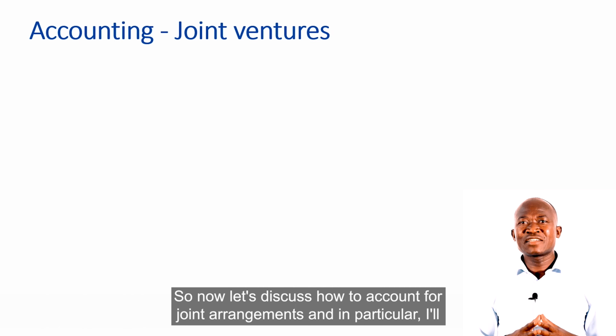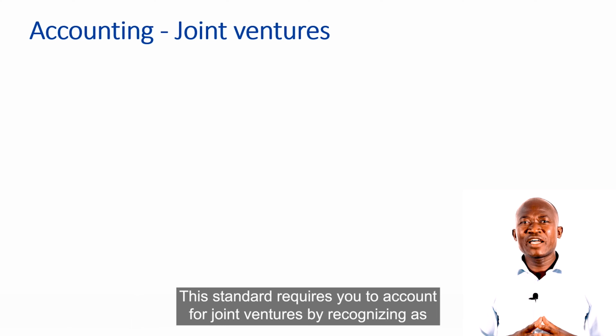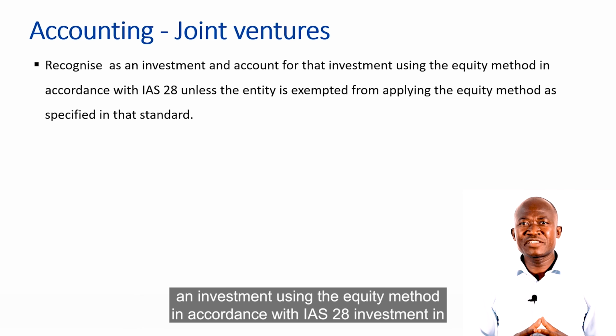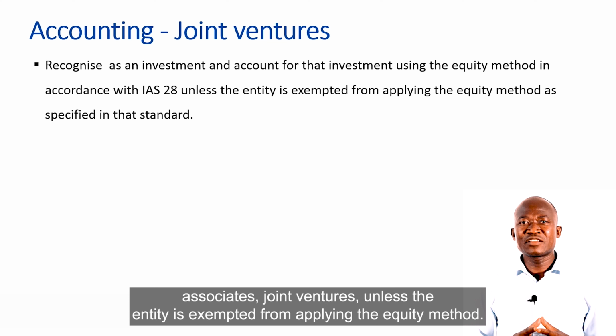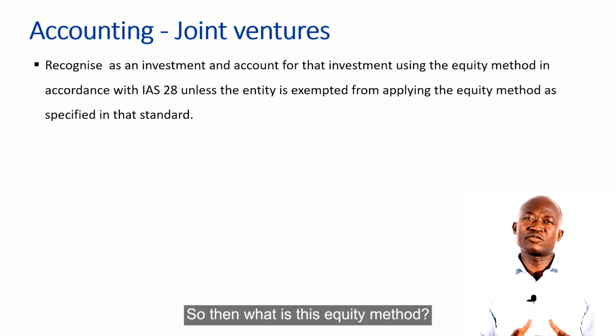So now let's discuss how to account for joint arrangements. And in particular, I'll start with accounting for joint ventures. This standard requires you to account for joint ventures by recognizing an investment using the equity method in accordance with IAS 28, Investments in Associates and Joint Ventures, unless the entity is exempted from applying the equity method. So then what is this equity method?